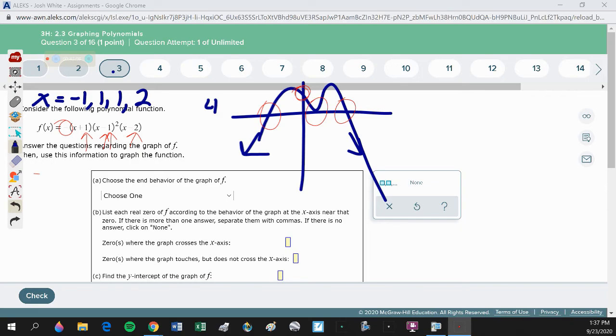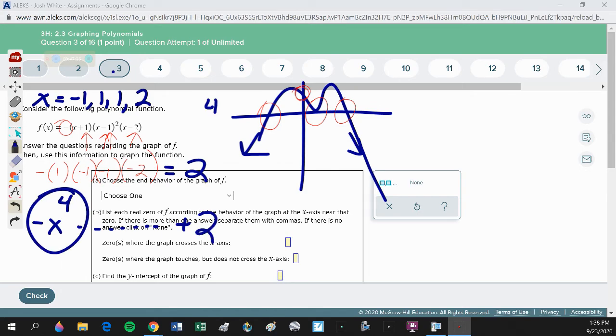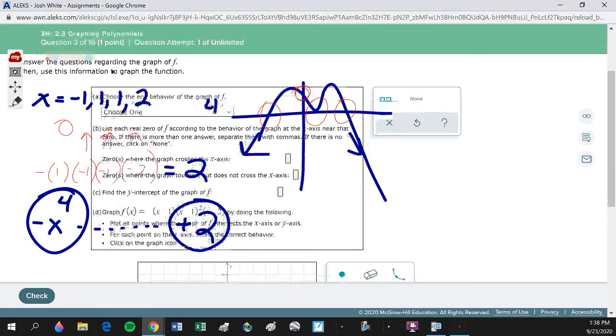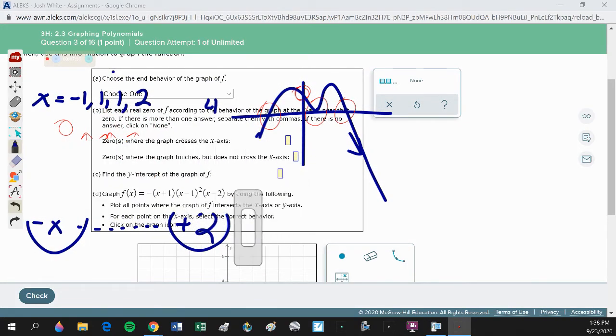So negative times 1 times -1, or I got it backwards. No, that's right. Negative times 1 times -1 times -1 times -2. That ends up being +2. So this is -x to the 4th plus 2. This tells me the shape of the graph. This tells me where it hits the y-axis. Okay. And then you have to graph it, which is pretty easy.